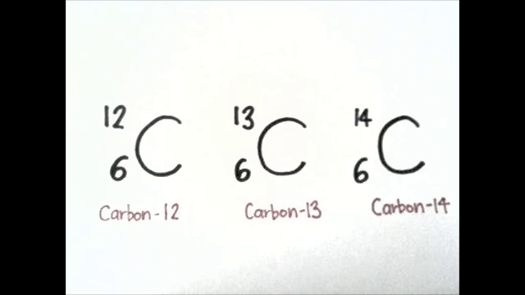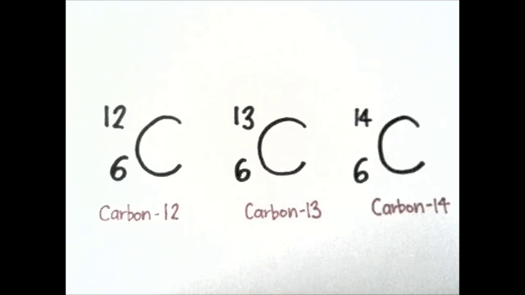The last carbon shown here has a mass number of 14. This is because in the nucleus there are 6 protons and 8 neutrons. You can find this out by subtracting 6, which is the atomic number, from 14, the mass number. This is called carbon-14, an isotope of carbon.